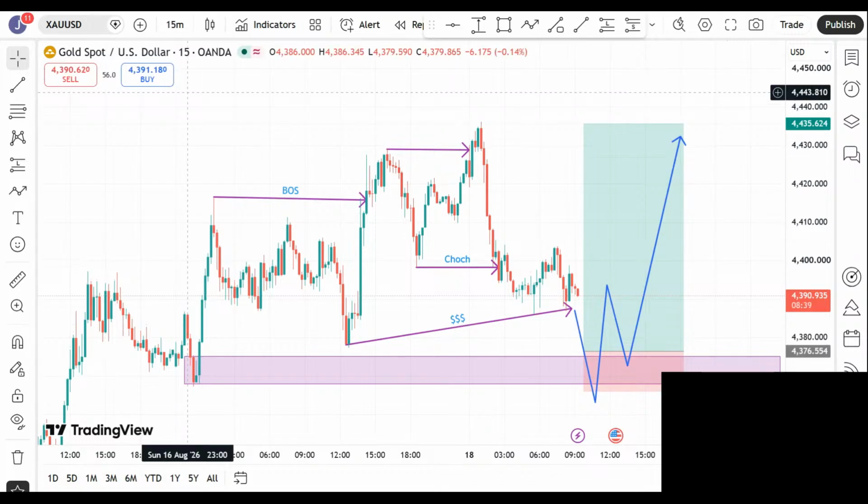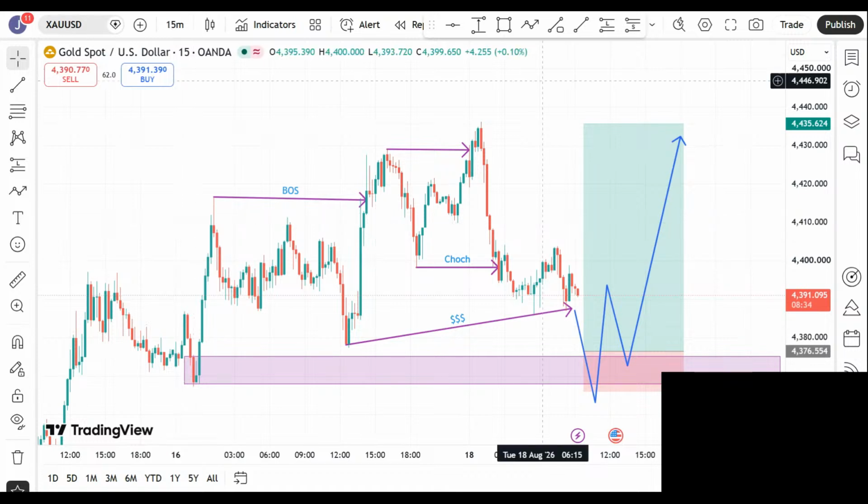This is a live trading session. So don't forget, this is a live trading session. This is 10:21 a.m. on Tuesday, August 18, 2021.